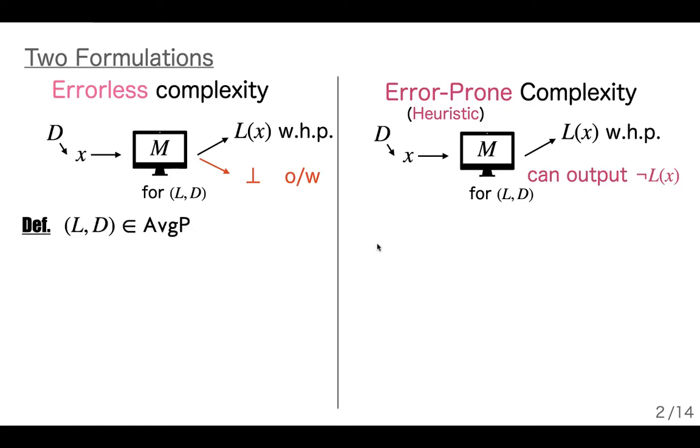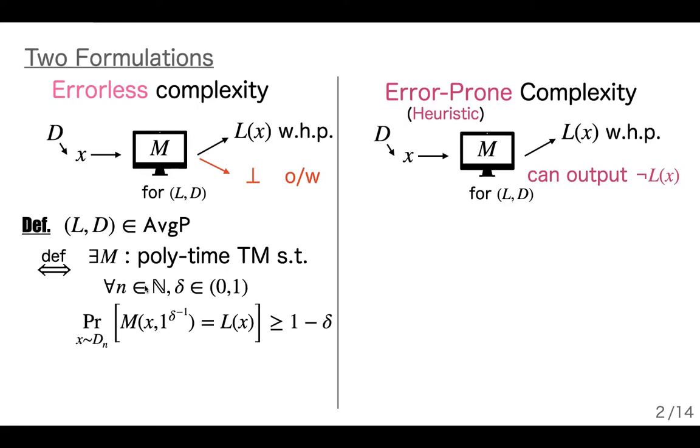Formally, in errorless complexity, the class of solvable problems is usually denoted by AvgZP. And we say that a distributional problem is contained in AvgZP if there exists some polynomial time Turing machine such that for every instance size and for every confidence parameter, this algorithm M can output the correct answer with probability greater than or equal to 1 minus the given confidence parameter over the choice of instances. And this M also needs to satisfy the errorless condition. For every instance in the support of this distribution, M outputs the correct answer or the special symbol bot.